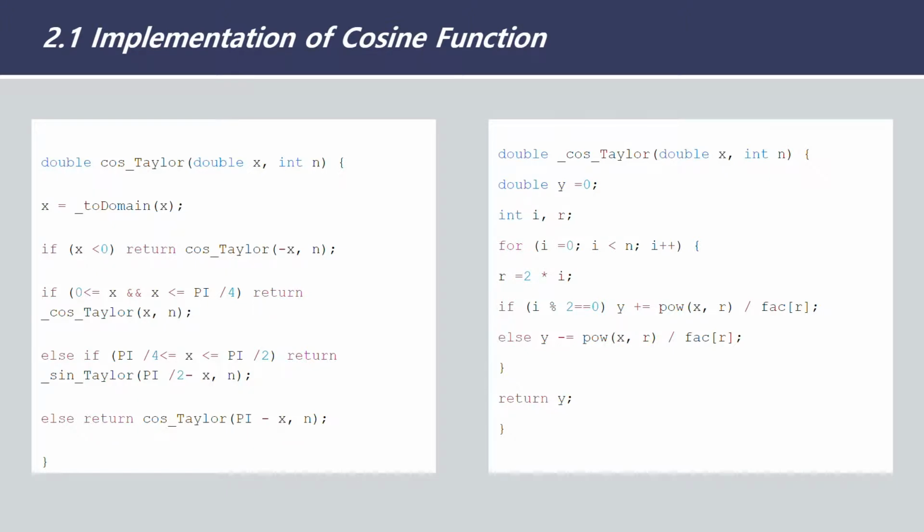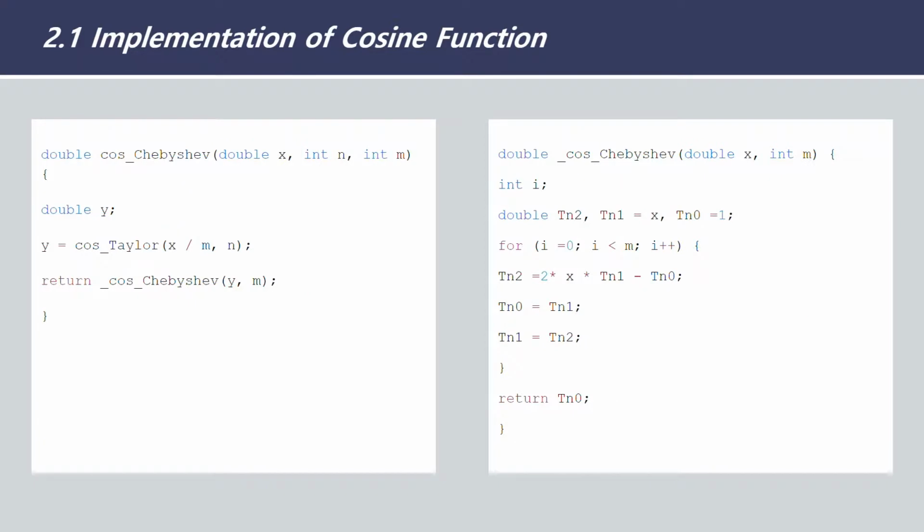These are some of the functions we've actually implemented. Function cosine_Taylor gets double x and integer n as parameters. It calls function _cosine_Taylor, which calculates the actual value of the nth Taylor polynomial of cosine. Function cosine_Chebyshev gets double x, integer n, and m as parameters. It calls function _cosine_Chebyshev, which calculates the actual value of the mth Chebyshev polynomial with the nth Taylor polynomial of cosine.